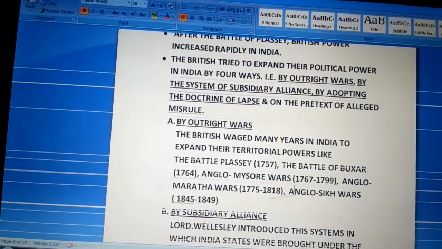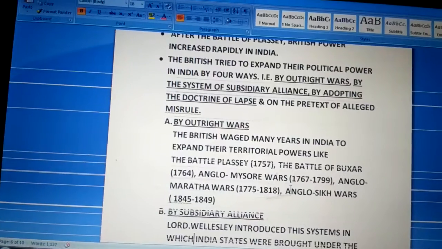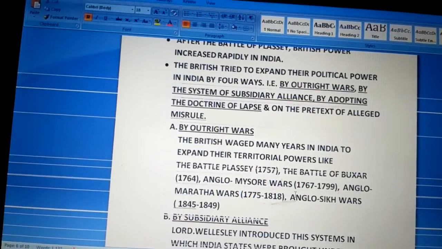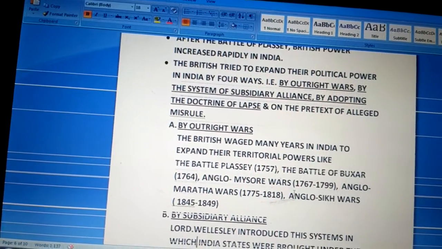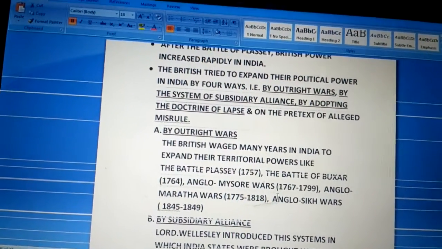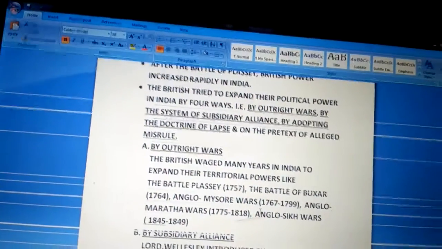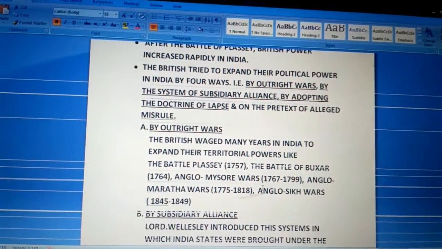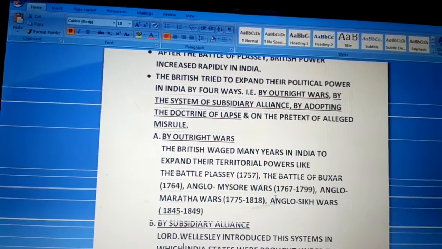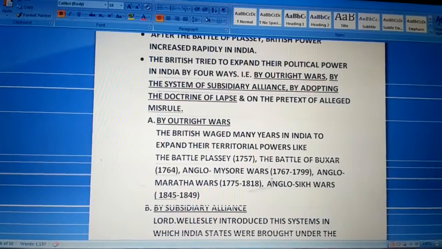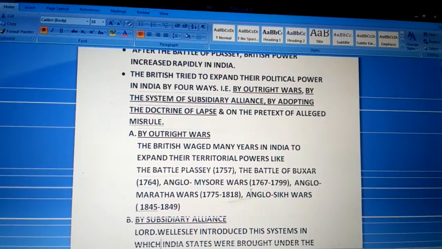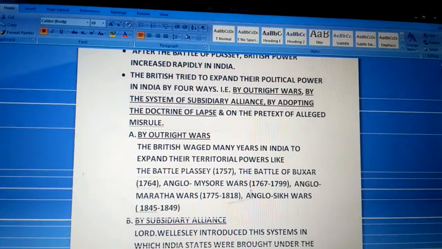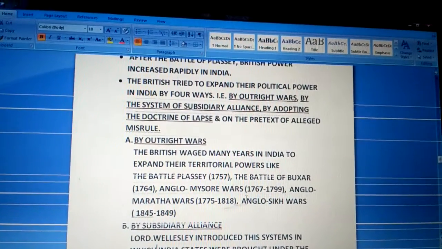So many years the British stayed here. To expand their territorial powers, different types of wars happened. These were the Battle of Plassey, which happened in 1757; the Battle of Buxar, in 1764; then the Anglo-Mysore Wars, 1767 to 1799; then the Anglo-Maratha Wars, 1775 to 1818.